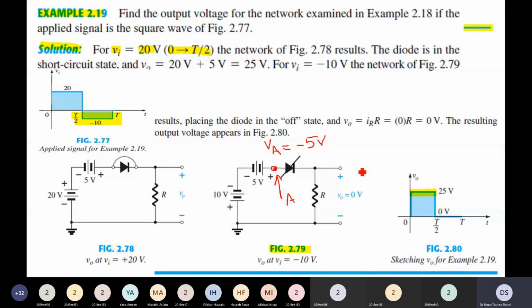This minus 5 volt is available at the anode terminal of the diode, and this minus 5 volt makes the diode reverse biased. When the diode is reverse biased, the diode will be open circuit and zero current will pass through the resistance and the output voltage will be 0 volt. This 0 volt is now available from time t by 2 to time t. ये समझ आया सबको? ये क्या हुआ यहाँ पे?